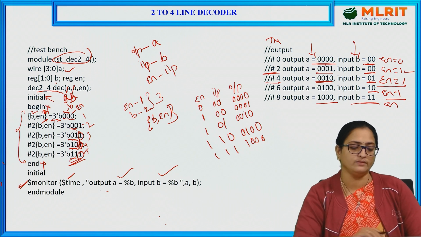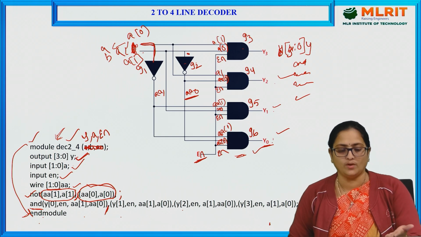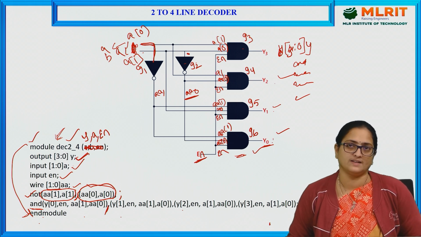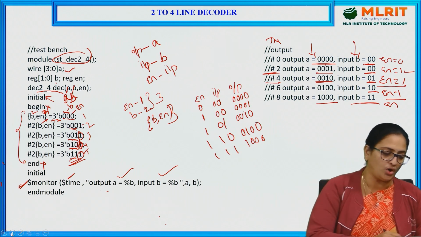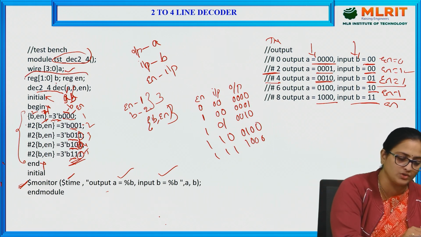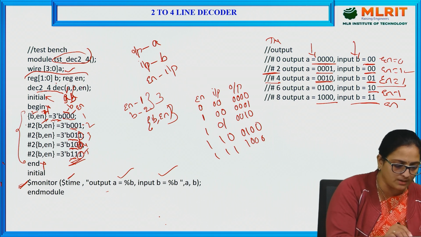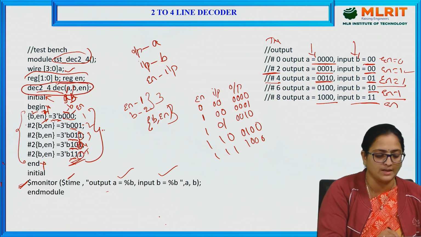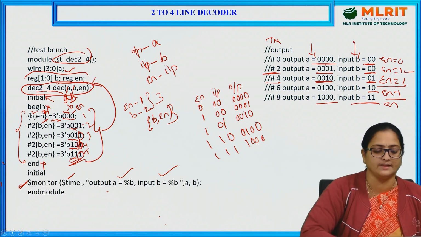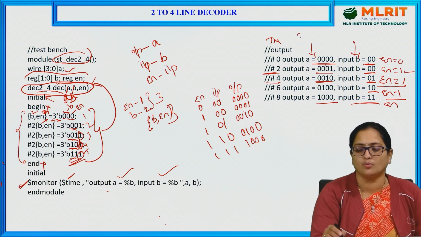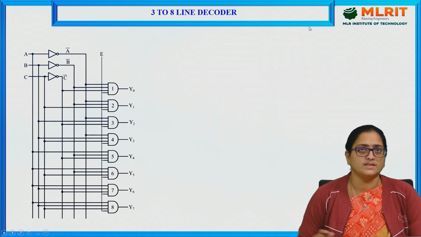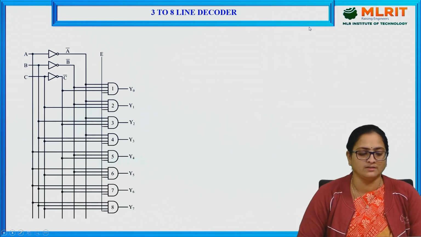So, this is how you can write the Verilog code for this decoder, 2 to 4 decoder, and this design description can be called into a test bench code, and these values can be simulated in the design description and output can be verified in this way. Now, we will see for 3 to 8 decoder.